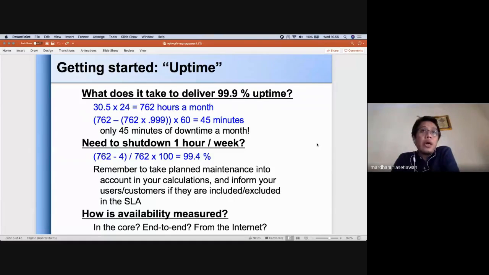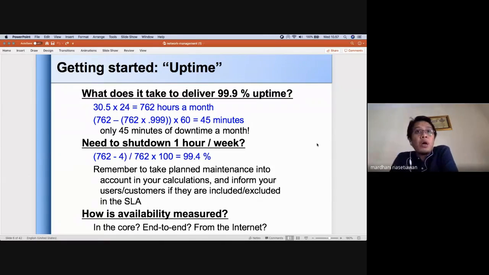It's about the uptime. When we state, for example, 99.9% uptime, it means we only have 45 minutes of downtime a month, every month. So we need to assess that. Is it appropriate for us as network administrators to have 45 minutes to recover when our resource has a problem? So that will be the first question.